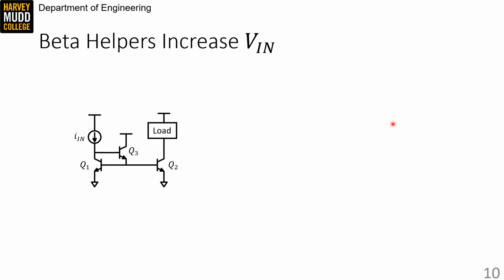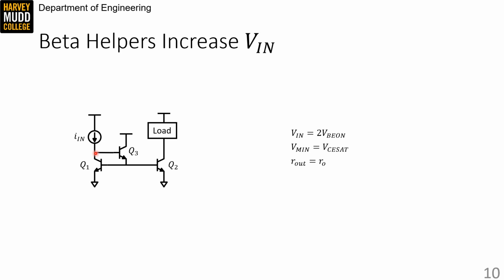Calculating the other current mirror parameters for this current mirror is pretty straightforward. Pause the video and try to find Vin, Vmin, and R out. Vin has increased to 2 VBE on for the current mirror with a beta helper because we need to keep both Q1 and Q3 in forward active. So we need a VBE on to climb to this node, and then a second VBE on to climb up to the input node. That's 2 VBE on.